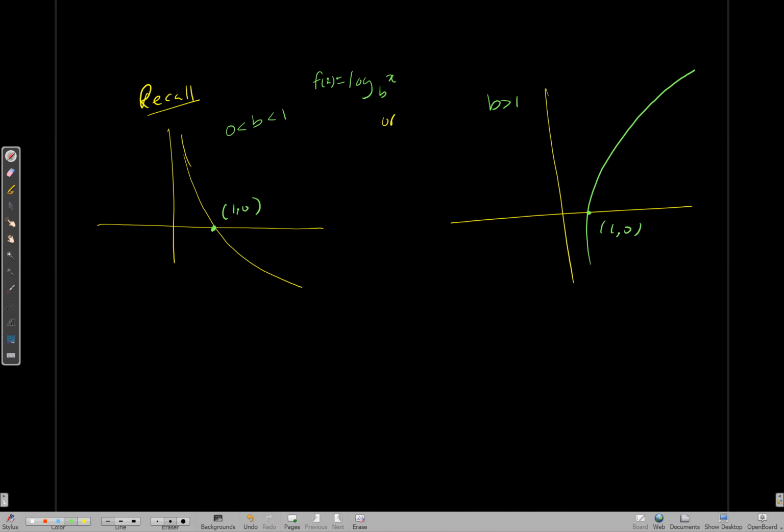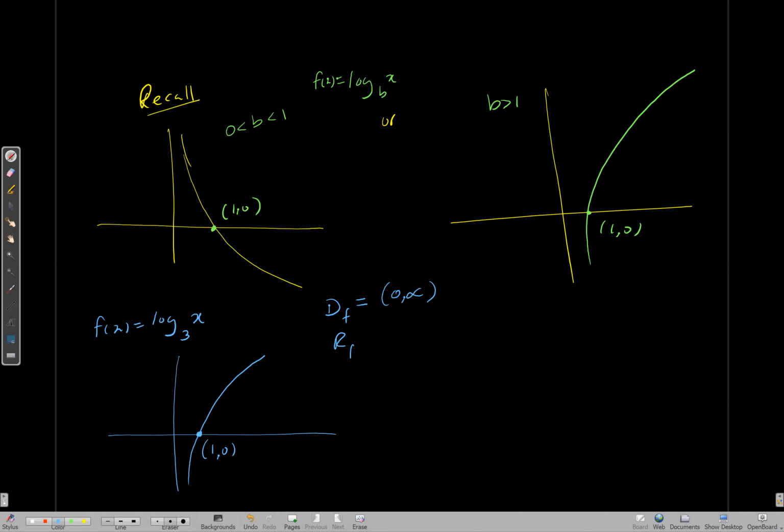Now what if we have, let's say, f of x equals log base 3 of x? In this case the base is 3, so it's greater than 1, so it simply will look like this. Here (1, 0). Now what is the domain of f? Domain is the shadow onto the x-axis, so it's 0 to infinity. What is the range? It covers everything, the shadow onto the y-axis.